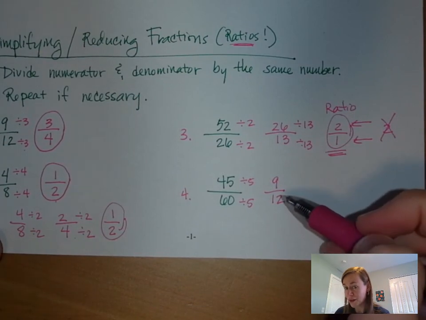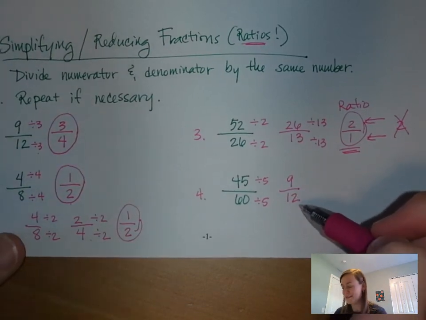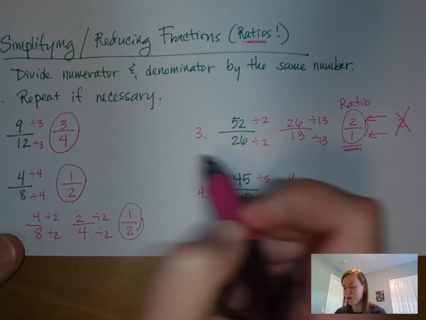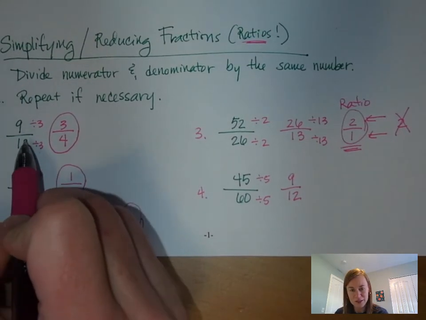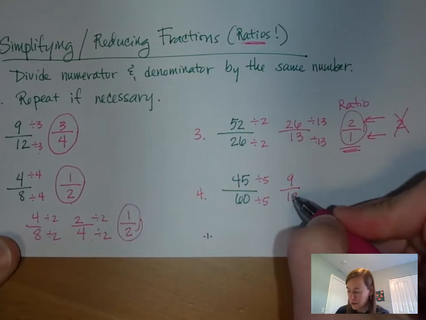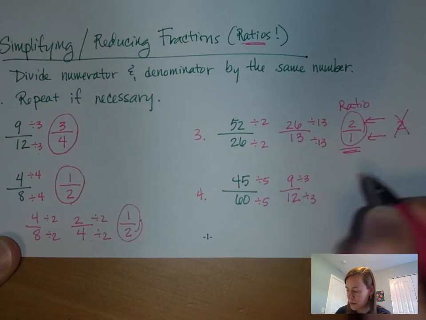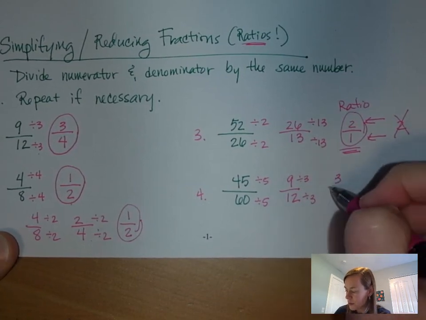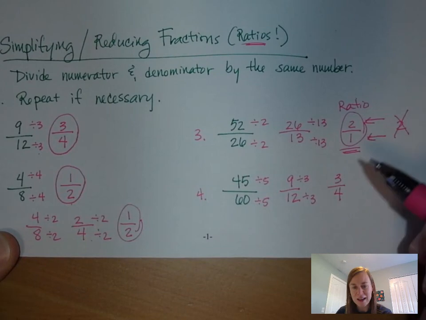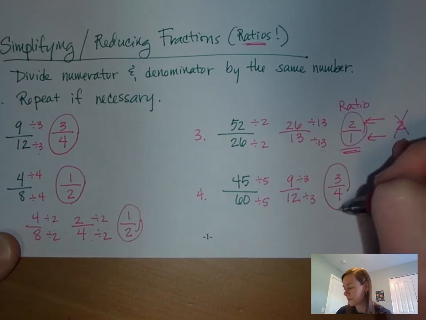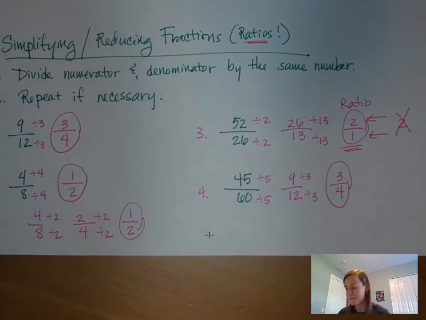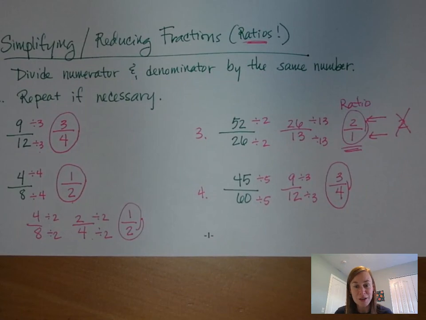Now you ask yourself, are we fully simplified? Well, no, we're not. And in fact, this is starting to look a whole lot like this problem. So let's just solve it the same way. Both of these numbers are divisible by 3, so we're going to divide that numerator and that denominator by 3, and that's going to leave us with 3 over 4. And then we're fully simplified. And we're done.